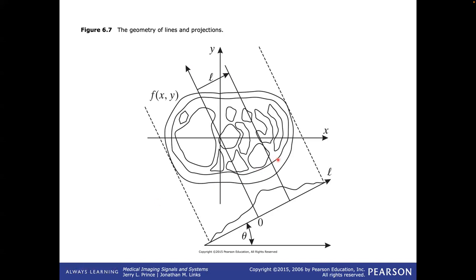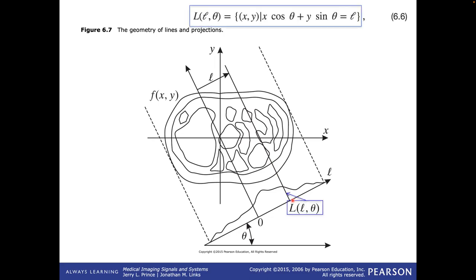Let me get the red laser pointer here. So all of the points along this line will be parameterized in this. Okay, so this is where this formula for a line that we looked at back in our mathematical tools section comes into play, in that every X and Y value that satisfies this condition when you set a theta and an L, those set of X and Y points are along this line. So it's just an alternative equation for a line in the plane. You can actually write it out if you wish as Y equals MX plus B. And so all of the points along this line are here.